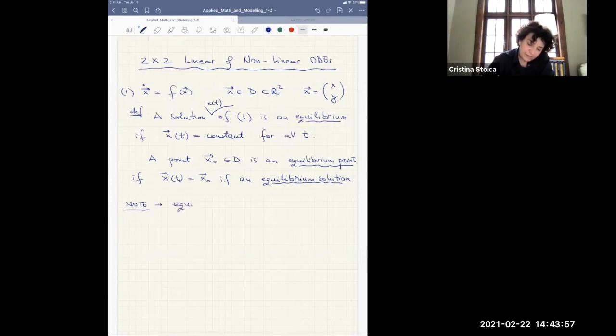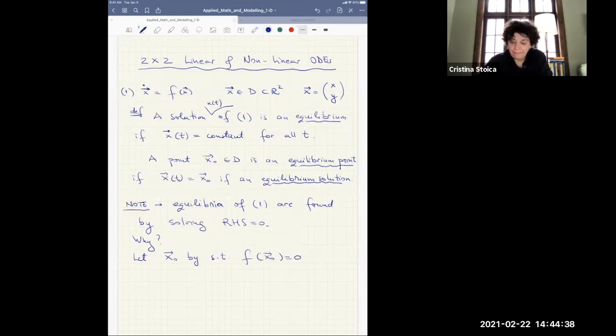Equilibria of (1) are found by setting the right-hand side equal to 0, or by solving the right-hand side equals 0. Why? Well, let x naught be such that f of x naught equals 0.